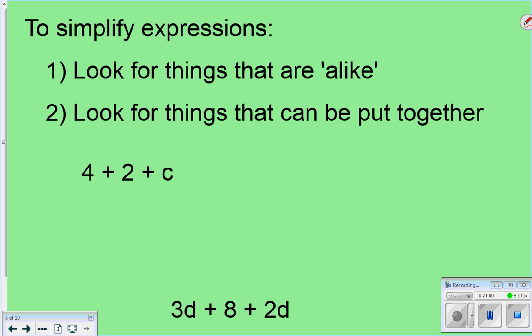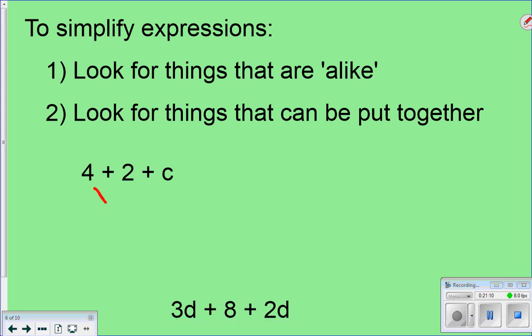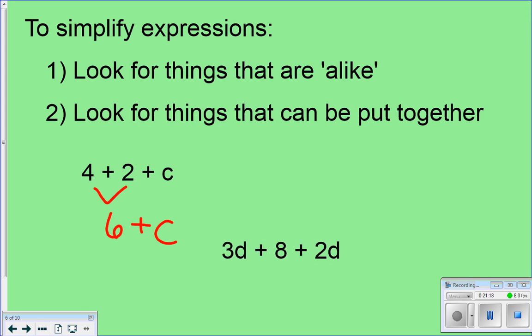Okay, so we're going to simplify expressions this morning. Okay, so if I look at this one, 4 plus 2 plus c, what can I do to put some things together here to make it as small as possible? What could I do, Henry? Yeah, let's put 4 plus 2 together, and that's 6 plus c. Okay, so see what's happening. Okay, what about this one? What can I do for this one to put two numbers together to make it as small as possible?